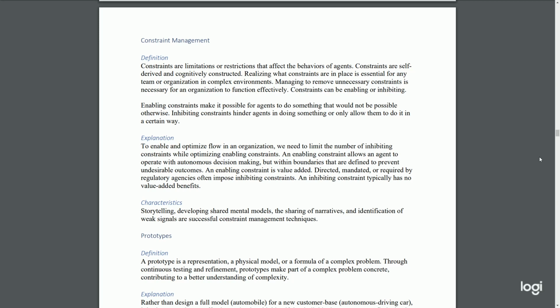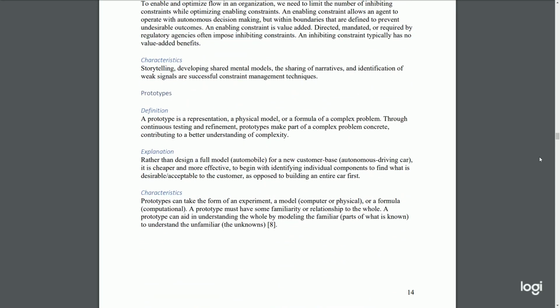Prototypes. Definition. A prototype is a representation, a physical model, or a formula of a complex problem. Through continuous testing and refinement, prototypes make part of a complex problem concrete, contributing to a better understanding of complexity. Explanation. Rather than design a full model, example given, automobile, for a new customer base, example given, autonomous driving car, it is cheaper and more effective to begin with identifying individual components to find what is desirable or acceptable to the customer, as opposed to building an entire car first.